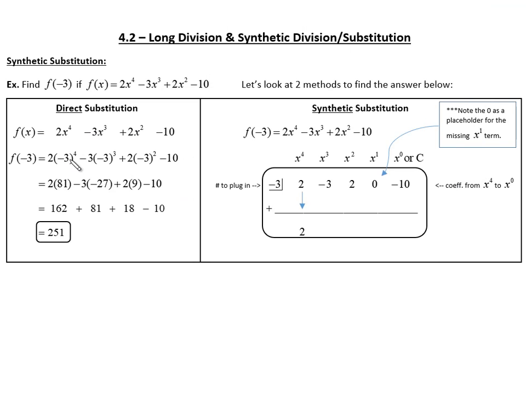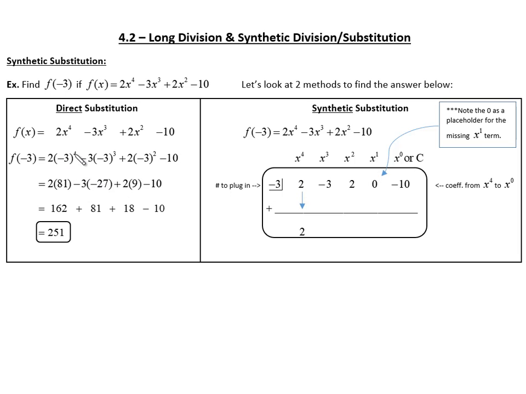All right, so we plug that in. -3 to the fourth is 81. -3 cubed is -27. -3 squared is 9. Okay, so we've done all our exponents. Now we're going to multiply. 2 times 81 is 162. -3 and -27 is 81. 2 times 9 is 18, and then -10. And if we add all these together, we get 251. Okay, so we plugged in -3, and after doing all of this extra calculation, we get our answer of 251. So that does tell me a point on the graph, -3 for x, 251 for y.